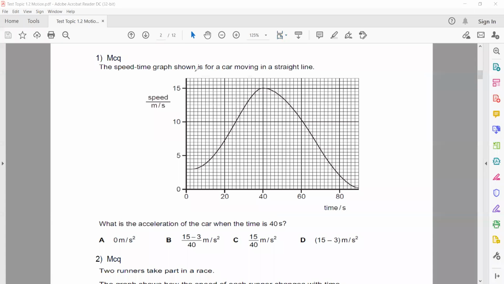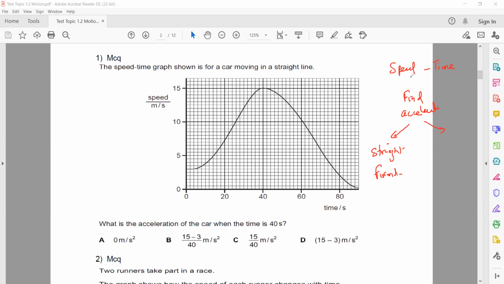for a car moving in a straight line. Look, whenever a speed time graph is given, we can find the acceleration by using the formula or the gradient. If the graph is a straight line, then we directly use a formula.